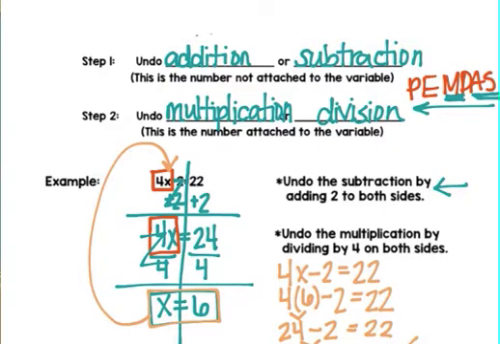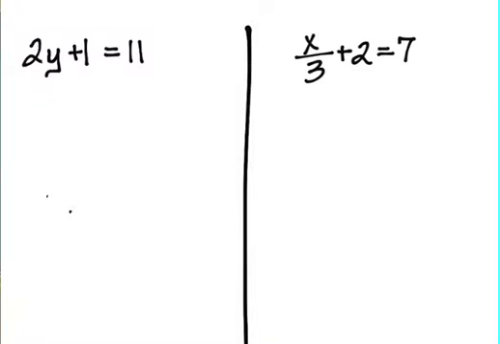So let's go ahead and do 2 examples together. So here are our 2 examples just to make sure that we are on the same page. I'm going to draw my line on my first one, and it says 2y plus 1 equals 11. Look at that, it's a different letter. Make sure we know that when we're solving these, it's any letter, right? Any variable is good. So I'm going to undo my addition and subtraction first.